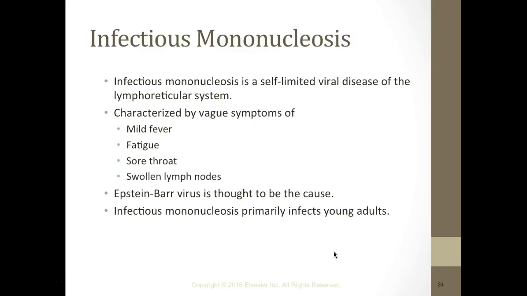Infectious mononucleosis. We call this mono, right? It's a self-limiting viral disease of the lymphoreticular system. It's characterized by vague symptoms. You'll hear people say, I'm really tired, I have a sore throat, they have a low-grade fever, and they have swollen lymph nodes. Epstein-Barr virus is thought to be the cause, and infectious mononucleosis primarily affects young adults.